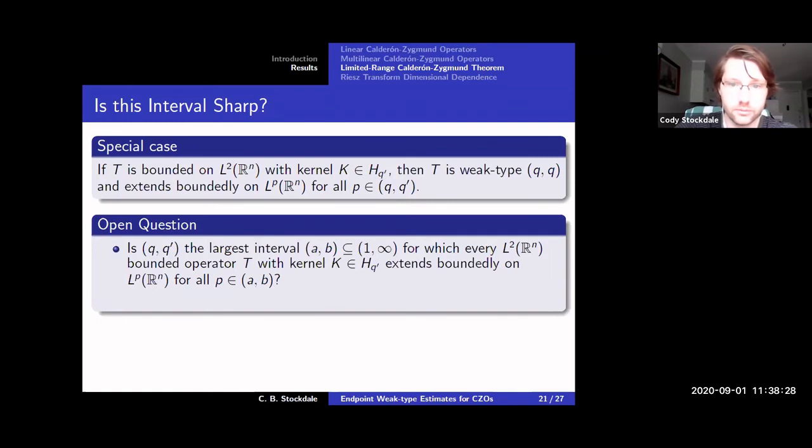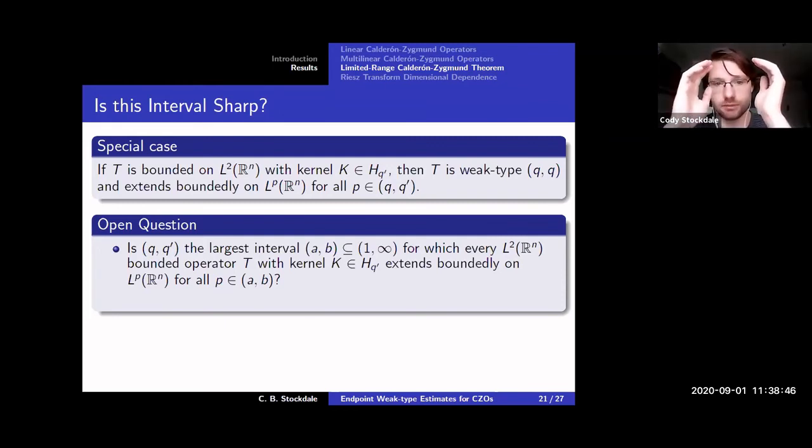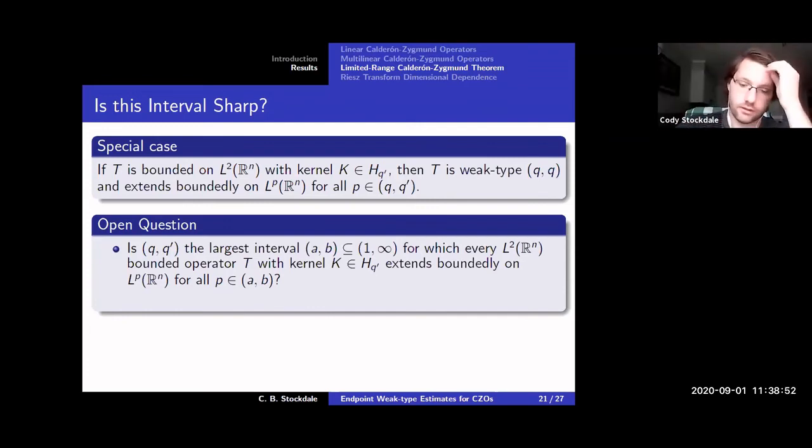We don't have a proof of the question of whether this interval Q to Q prime is the largest interval in 1 to infinity where all these operators would extend to be bounded. The question is, can we take this limited range interval, Q to Q prime, and make that bigger, assuming the smoothness condition adapted to HQ prime?